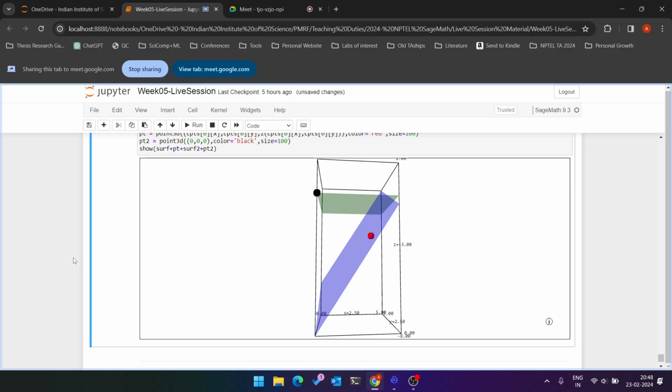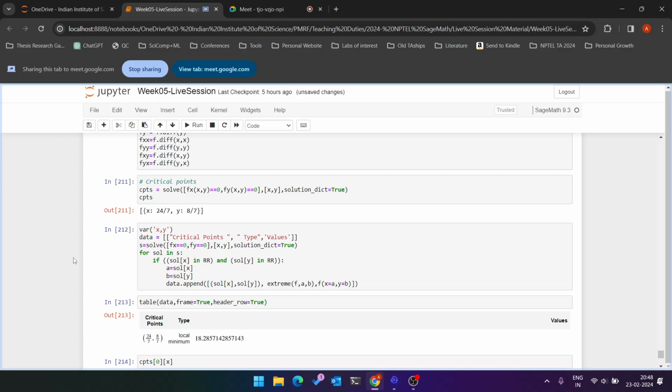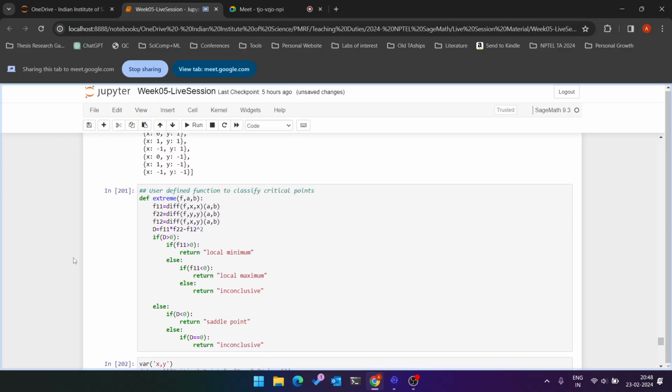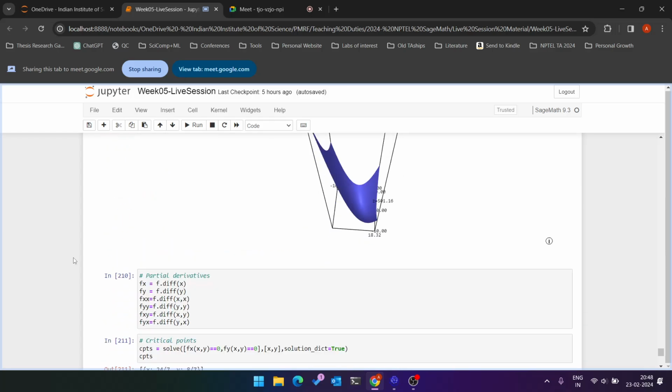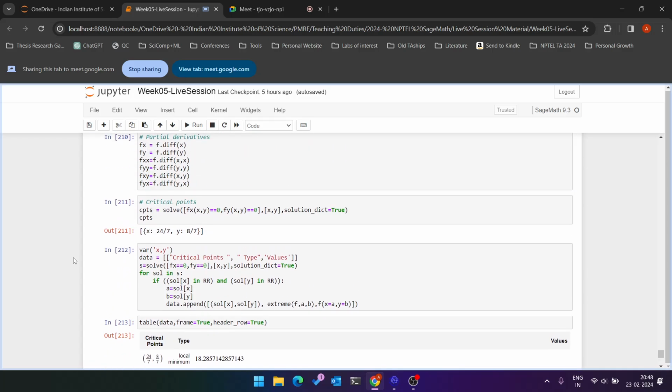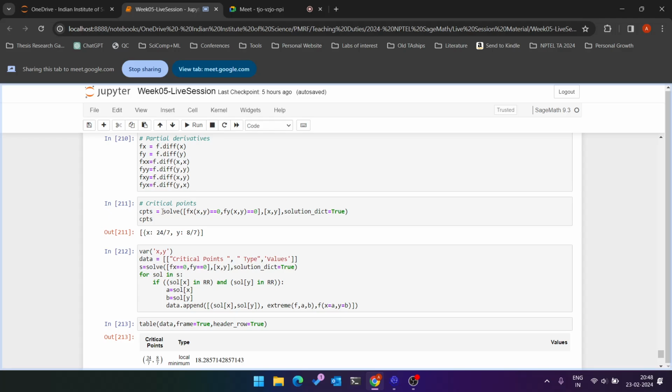Sir, please show the critical point code. You mean the extreme function? No, the last solve critical point. The last one? No. So the solve function. Just wait. Yes.